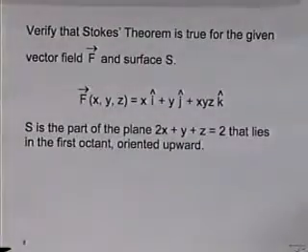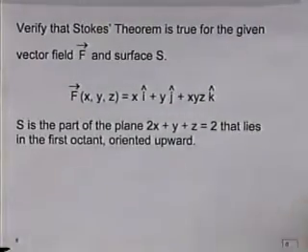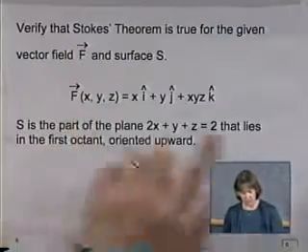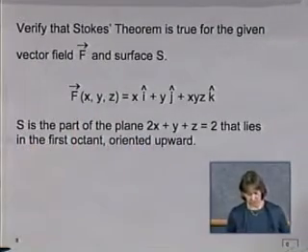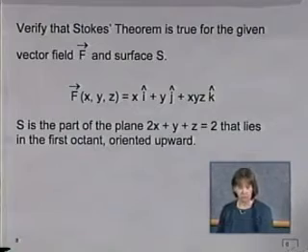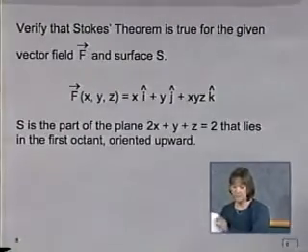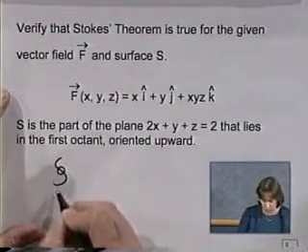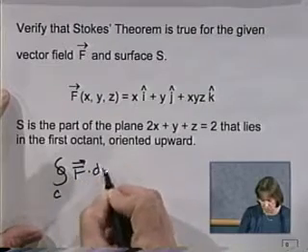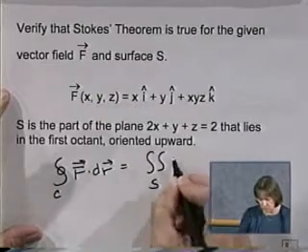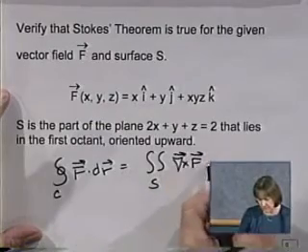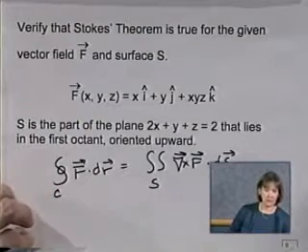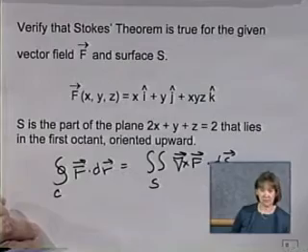Now lastly, the last one that we want to do is verify Stokes' theorem is true for the given vector field and surface, F equals blah, blah, blah, and S is the part of the plane 2x plus y plus z equals 2 that lies in the first octant, oriented upward. So in other words, since Stokes' theorem says the integral over the curve of f dot dr equals the integral over the surface of del cross f dot ds, we have to do this one and evaluate it, this one and evaluate it, and if we don't get the same answer, I guess we've got to go back and fix it up to find out what we did wrong.